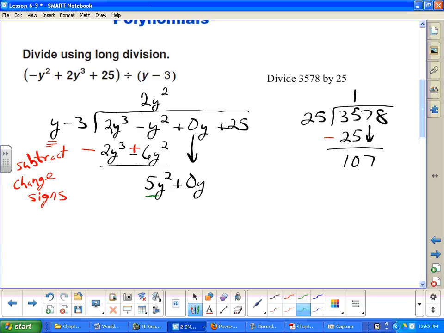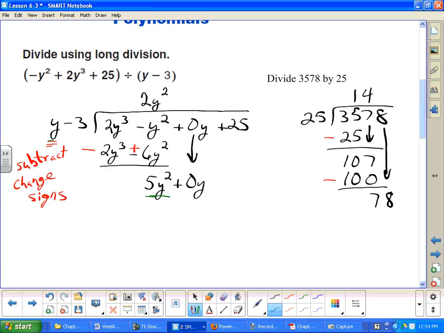Okay. Now, we look at these two. Focus on the 5y squared and the y. Just like our next step over here would be, how many times does 25 go into 107, right? Over here, we do 25 into 107 is 4 times. So just like we started, we're going to multiply again. 4 times 25 is 100. Then we subtract. So we get 7 and bring down the 8. So we're doing the same thing then.